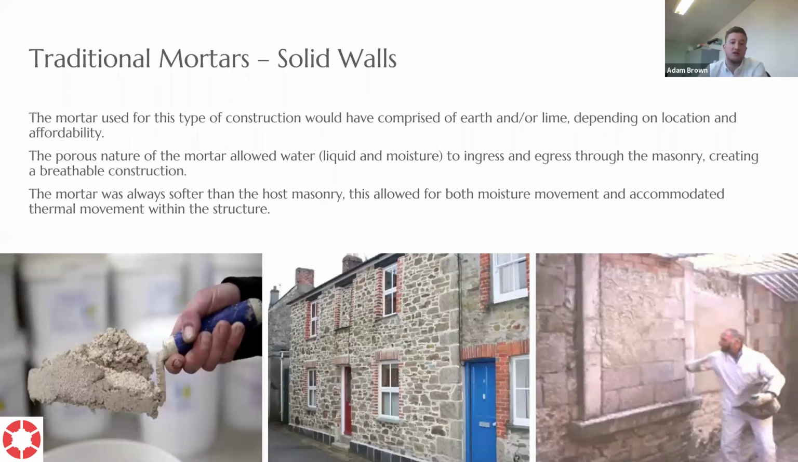But again, as we said, the mortar was porous. It allowed this ingress and egress through the masonry, and you created a breathable construction. So by having a mortar which was softer than that host masonry, it allowed for this moisture movement, but it also accommodated thermal movement. Again, as you've got a solid structure, as it heats and cools, you get this expansion and contraction within the masonry unit. So it was important that the mortar enabled that to occur.